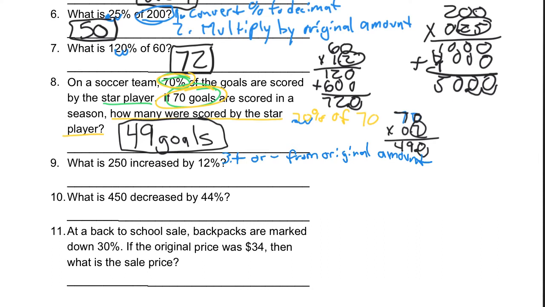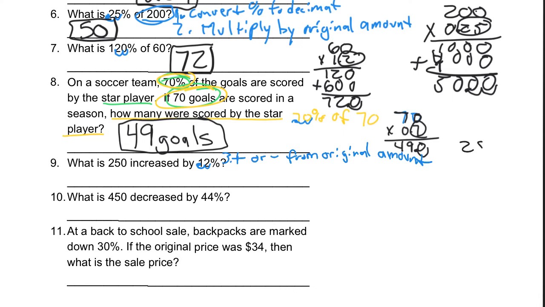So increased. Well, when I see the word increased, I think that's going up. Okay, so if I hear increase or added to or markup, markup's another word. If it's marked up, that's all adding. Okay, so my strategy is 1, 2, 3. 1, convert percent to decimal. I move the decimal place over. So I got 0.12. Step 2, multiply by the original amount.